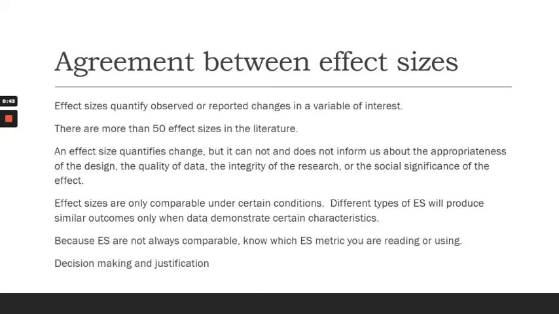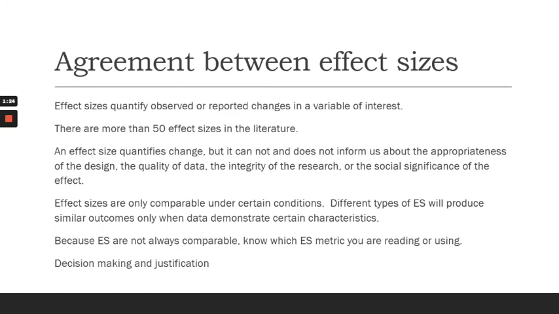Effect sizes quantify observed or reported changes in a variable of interest. There are currently more than 50 effect sizes in the literature, which gives us a lot of choices, although we tend to see the same few appear in most publications. An effect size quantifies change, but it cannot and does not inform us about the appropriateness of the design, the quality of the data, the integrity of the research, or the social significance of the effect. For that, we need a clinician or a researcher who can help interpret and provide context for the types of research outcomes we see in the published literature.